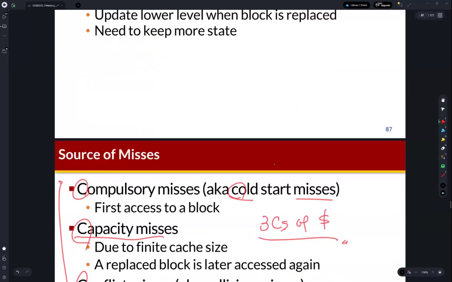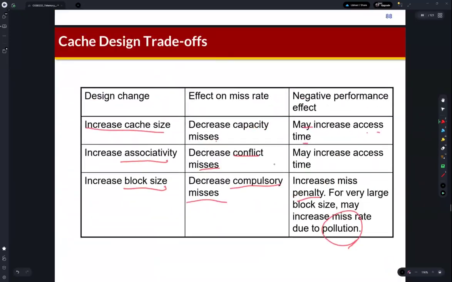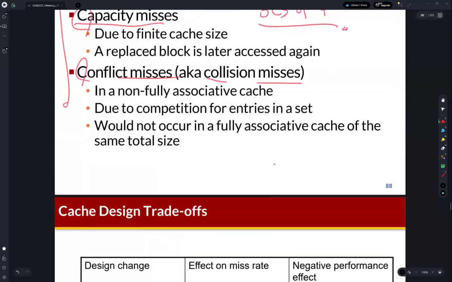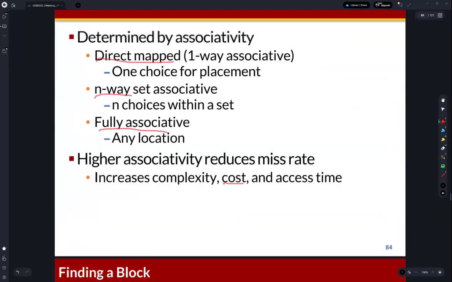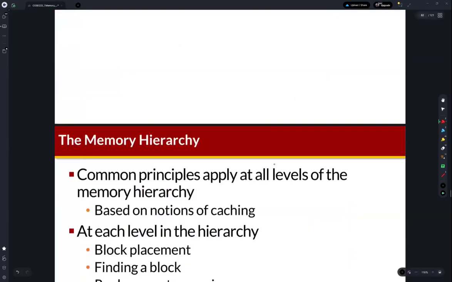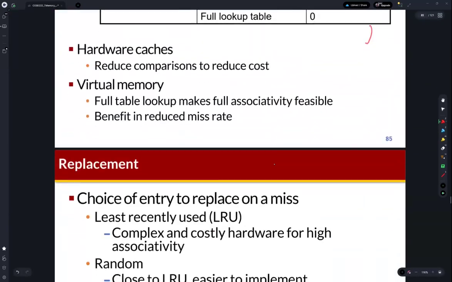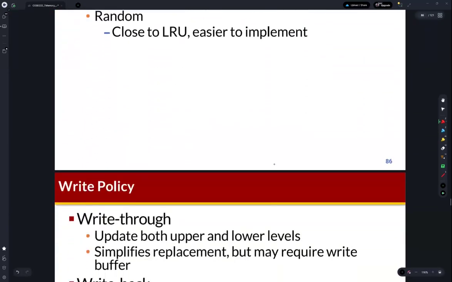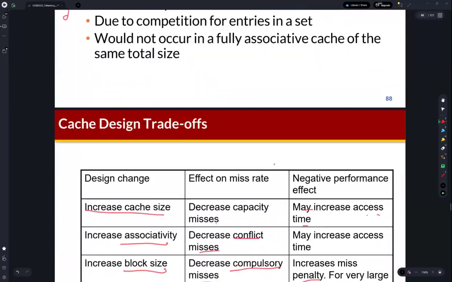Okay, so this is the summary of cache. I hope students can understand the organization of the cache and also the cost and performance of the cache.